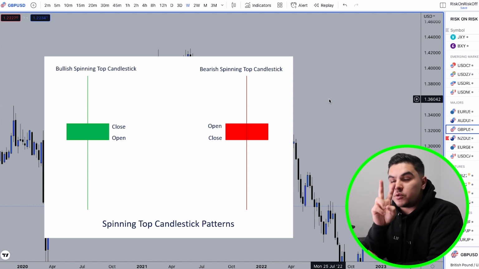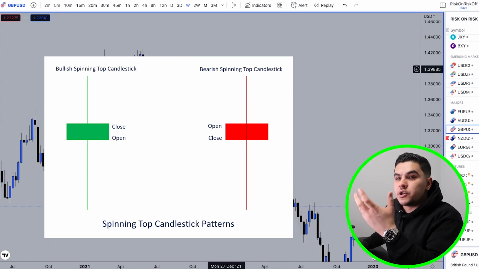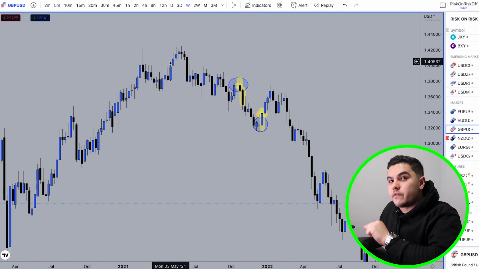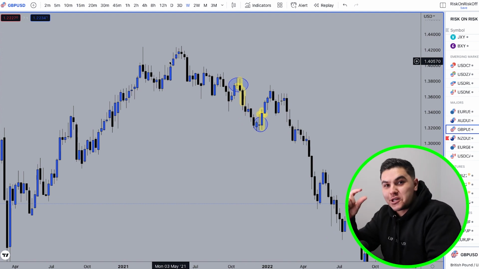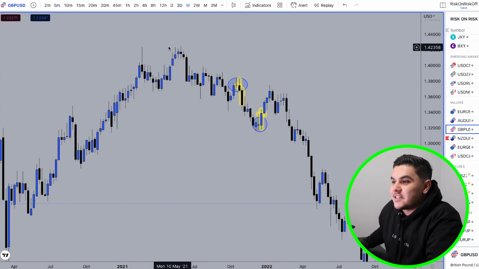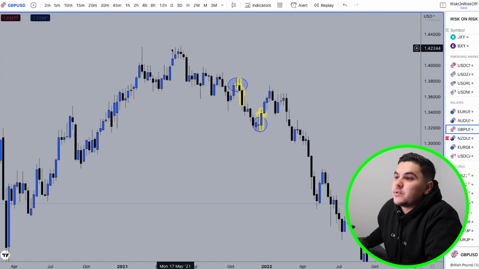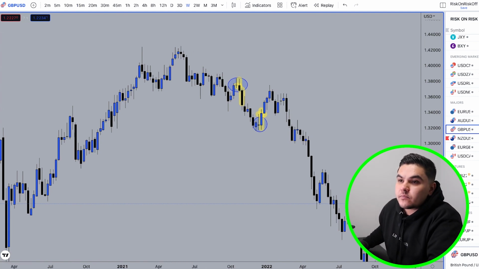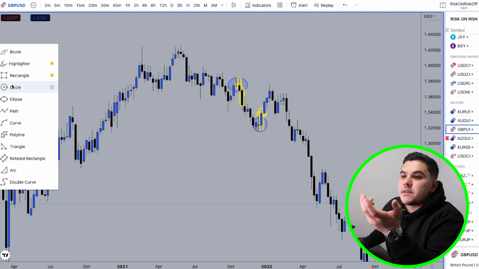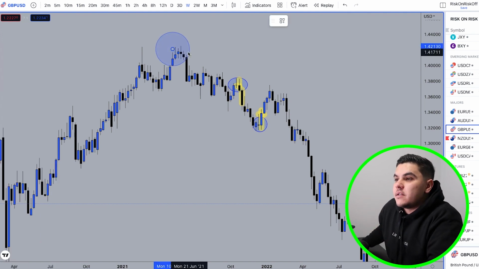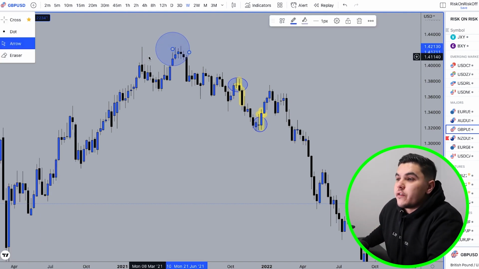So spinning tops are two weekly candles. Ideally, one bullish, one bearish for a bearish reversal, and then one bearish, one bullish for a bullish reversal. So in this example, I'll show you both examples. In this example over here, we had the exact same thing. We had a nice little reversal over here.